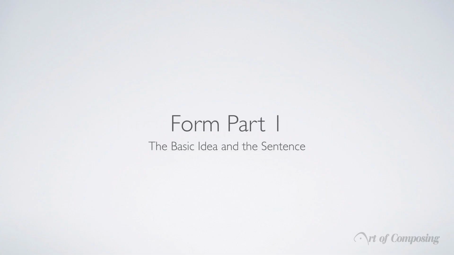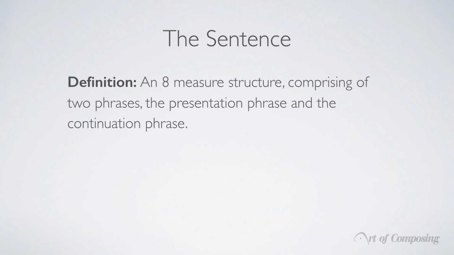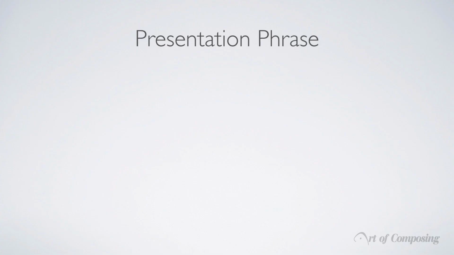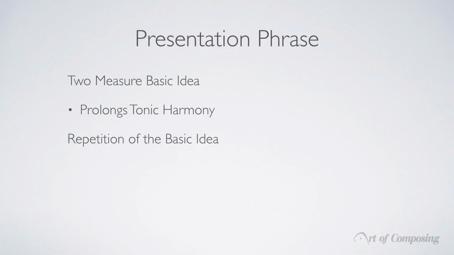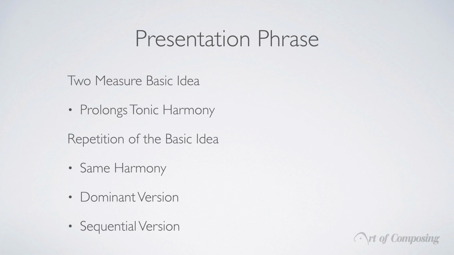Let's start with a definition of the sentence, and then we'll look at each part in depth. A sentence is an 8-measure structure comprising two phrases, the presentation phrase and the continuation phrase. The presentation phrase begins with a 2-measure basic idea that prolongs tonic harmony. The basic idea is then repeated either with the same harmony or a dominant harmony or a sequential harmony, and we'll get into that a little bit later.